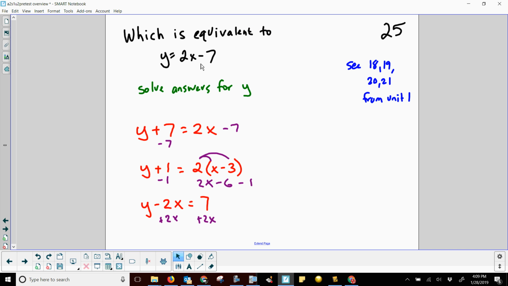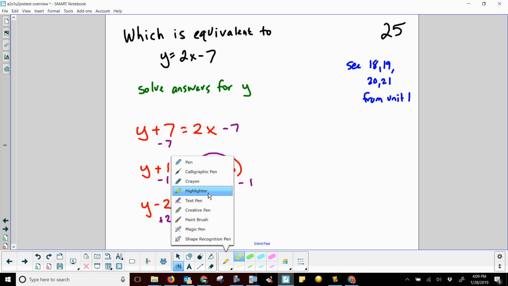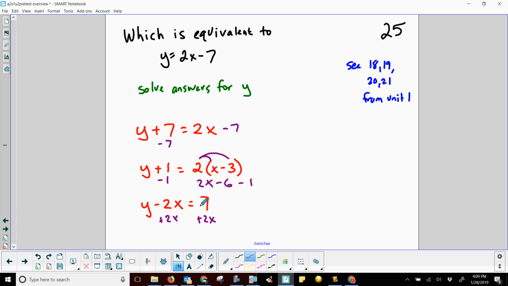Which of these is equivalent to here? Well, just solve all your answers for y. And actually, all 3 of these in red, whether you move the number over, or distribute and then move the number over, or move the variable over, they all end up being 2x. Wait. That's better. Now they end up all being 2x minus 7.